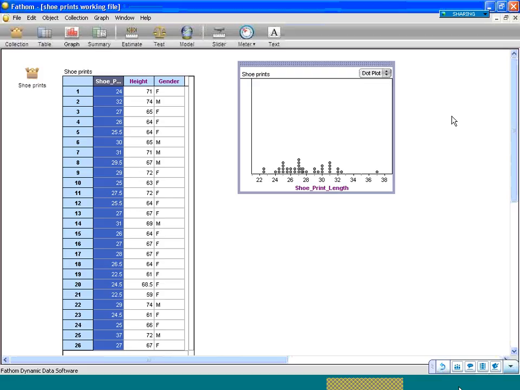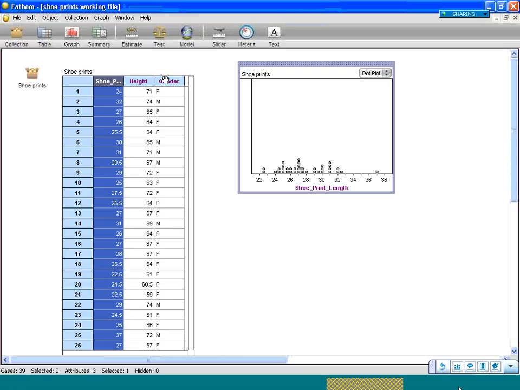And if it, say, were around 37 centimeters, that would be especially interesting. We don't find too many students with that long of a shoe print. So it might help here to throw gender into the mix.